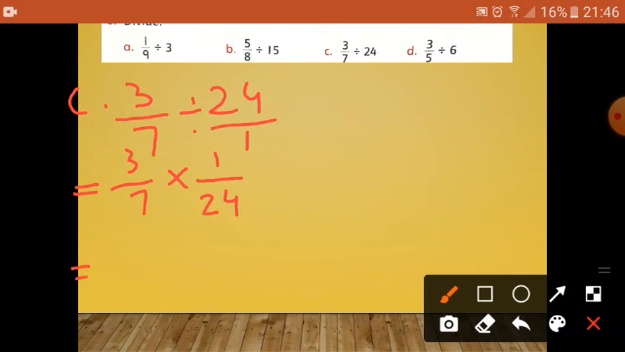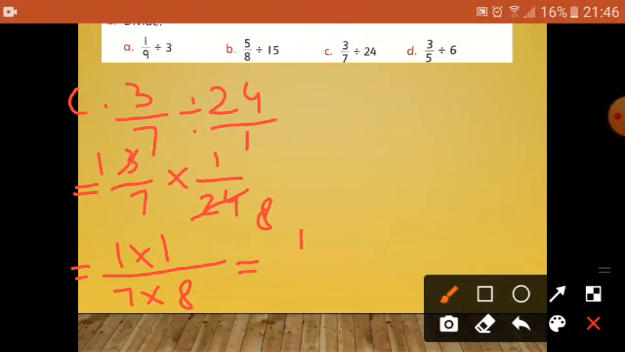Okay, so now what we can do here, as we all know, is that 24 is divisible by 3. So how is 24 divisible by 3? 3 times 1 is 3 and 3 times 8 is 24. So see, it is cancelled. So now what is left in the numerator? 1 times 1. What is left in the denominator? 7 times 8. So 1 times 1 is 1. 7 times 8 is 56. See, we got the same answer.